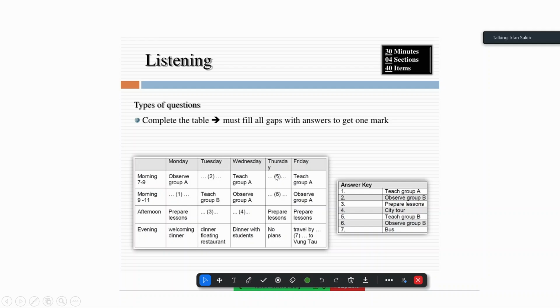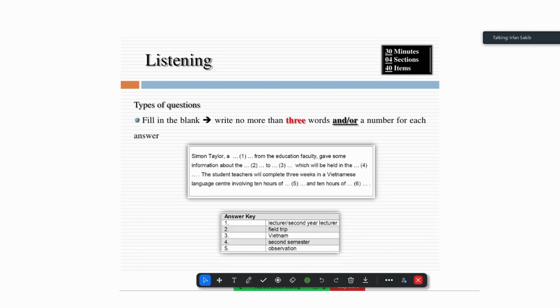Actually, this is a sort of filling the blanks as well, but we will hear some information and we have to fill it up. As we can see, this is a teacher's routine. Next, we will have filling the blanks. We will be given instructions like write no more than three words and or a number. So we can write only three words. If you write more than three words, it will be marked incorrect.